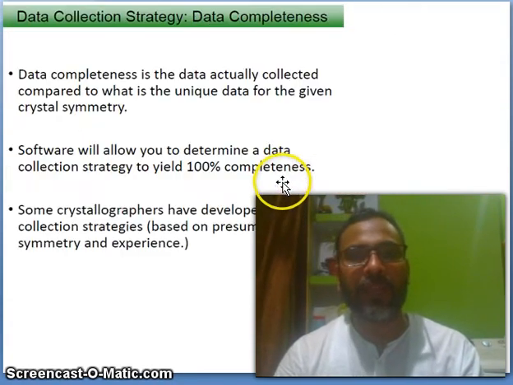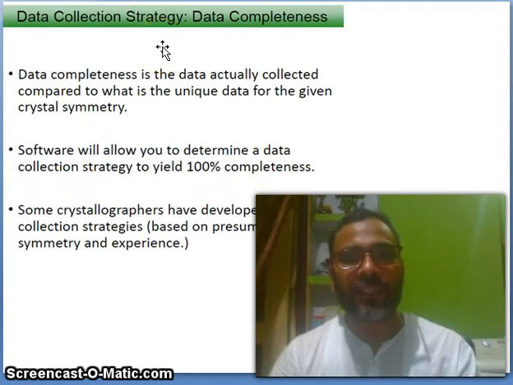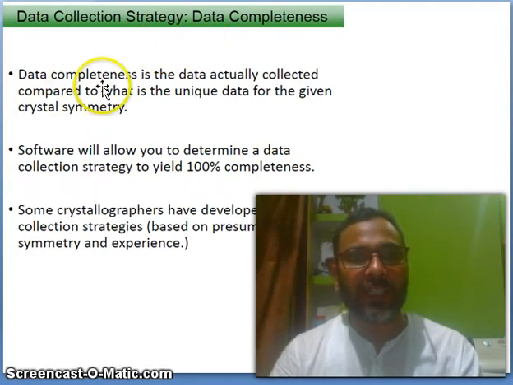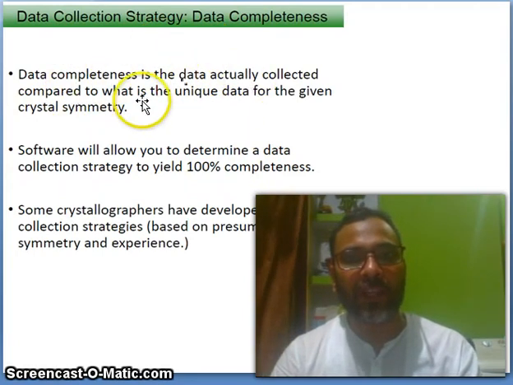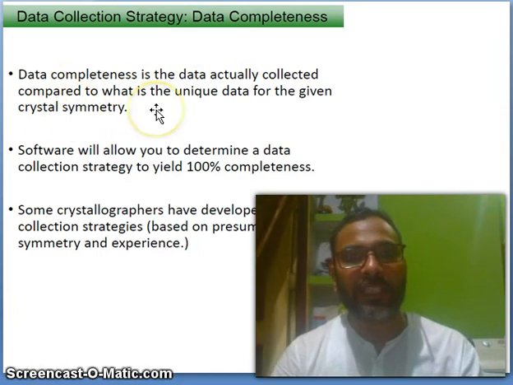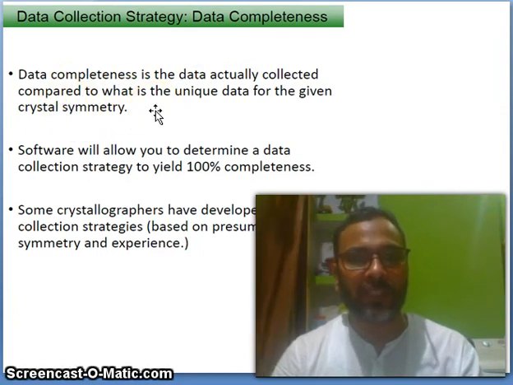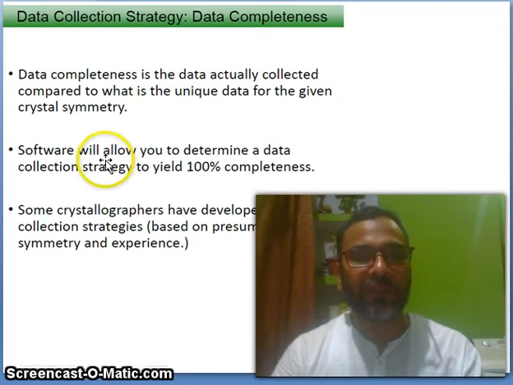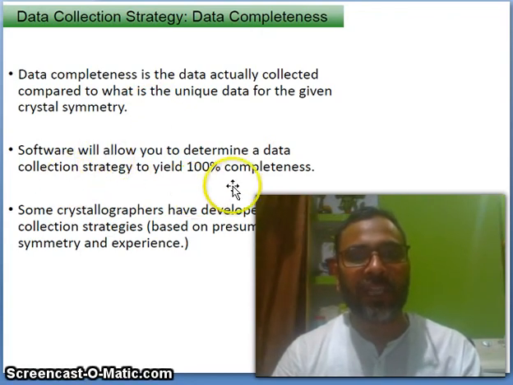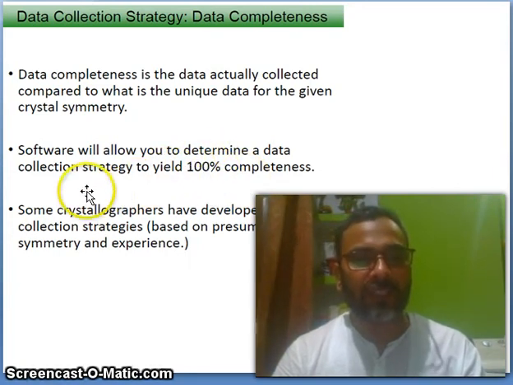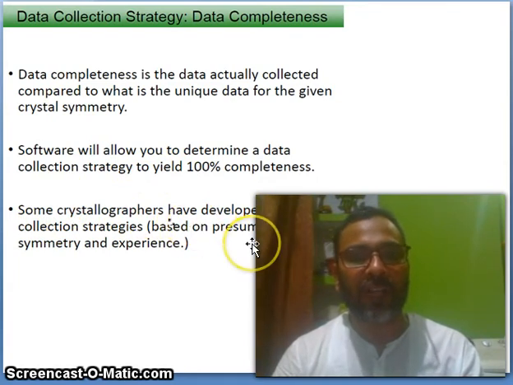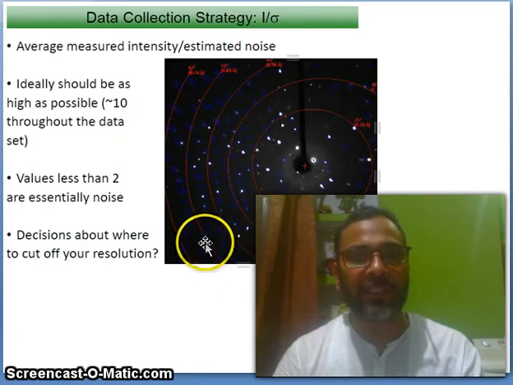So data collection strategies and data completeness. Data completeness is the data actually collected compared to the unique data for the given crystal symmetry. Software will allow you to determine a data collection strategy to yield 100% completeness. Sometimes this is the error. People are not collecting properly. Some crystallographers have developed their own collection strategy based on presumed low symmetry and experience.